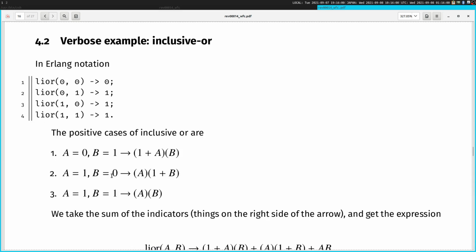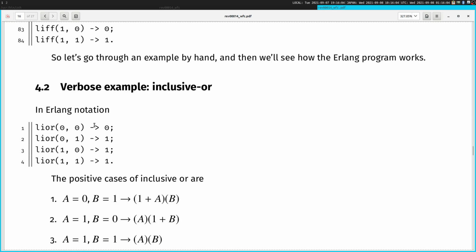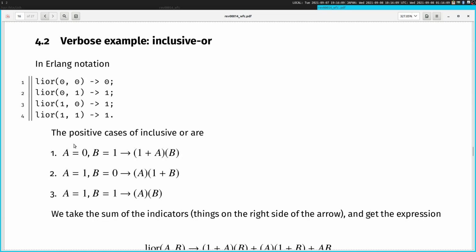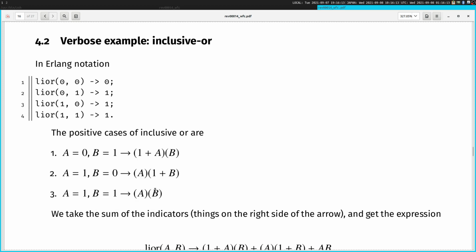Inclusive or. Right. So here's our verbose example. We write down what the positive cases are and their indicators, and you should be able to see pretty clearly how you construct these indicators. If it's 0, you do 1 plus, and if it's 1, you just leave it, and then you take the product of the two. Okay?